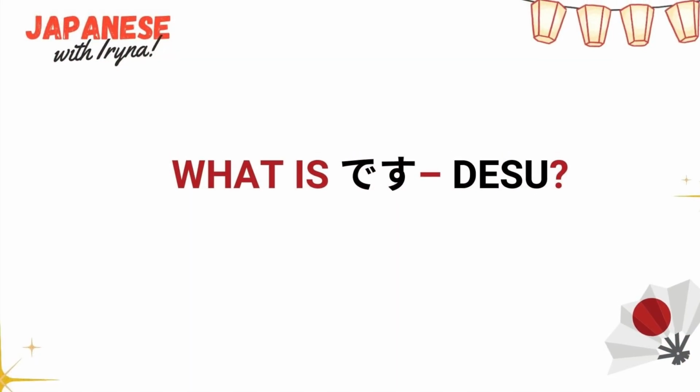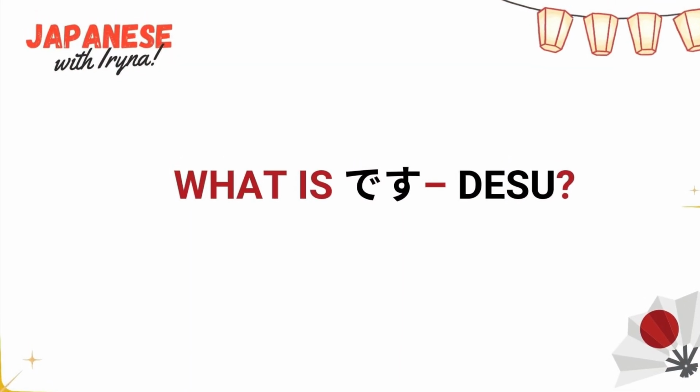Today we're going to talk about forming a simple Japanese sentence with the use of desu. So, what is desu? Desu is a very important link verb in Japanese language, and it's an equivalent to be in English. So like am, is, are. I am a student, he is a teacher, they are kids.